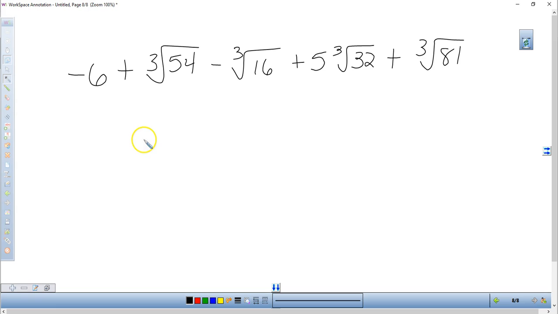Okay. Well, right off the bat, we're not worried about negative 6. It's just a number.